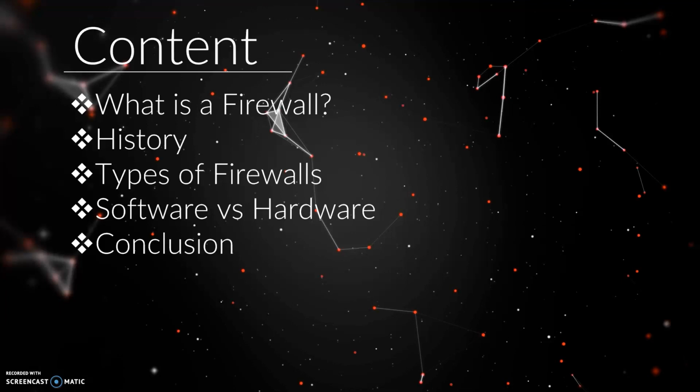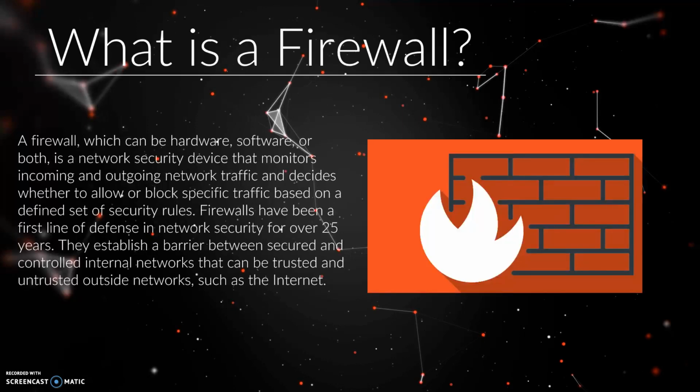And then I'll go over the types of firewalls, which there are about 5 or 6 of, but we'll get into that. And then we'll go over the difference between a software firewall and a hardware firewall, because software is used primarily for individual and home PCs, and hardware is used for businesses usually, but we'll get into that. So starting with what is a firewall?